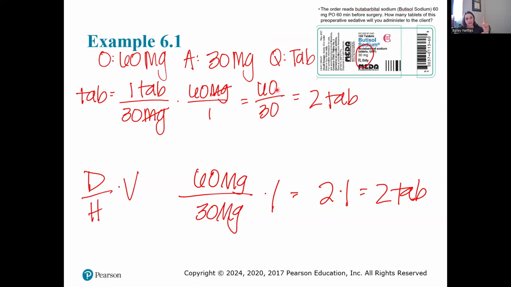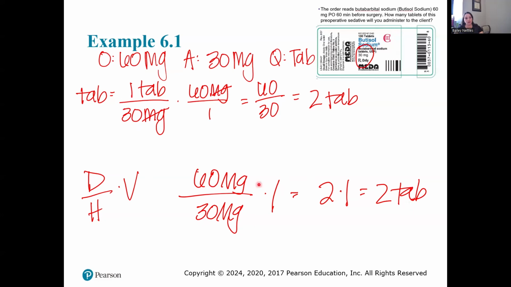1 times 60 is 60. 30 times 1 is 30. Divided is 2. So now we have that desired over have times volume. That's where this comes in. So we put our desired on top. We put our have on bottom. And we don't have a volume because this is tablets. So you multiply by 1. 30 divided by 60 is 2. 2 times 1 is 2.